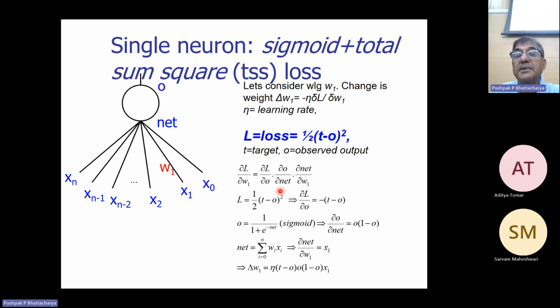It comes from this expression delta O delta net, where O is the output, net is the input. Why did delta O delta net not contribute anything for cross entropy? That is because this delta L delta O multiplied by delta O delta net cancels the contribution from the derivative of sigmoid. And delta net delta W1 contributes the input value on the connection. This is how it operates.